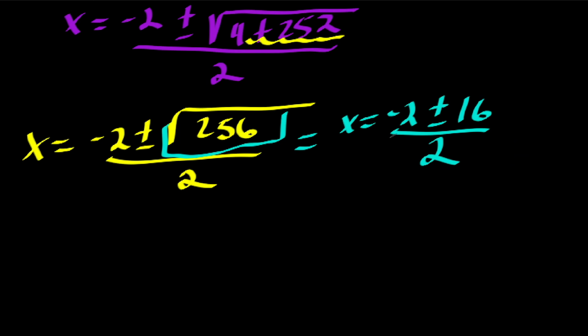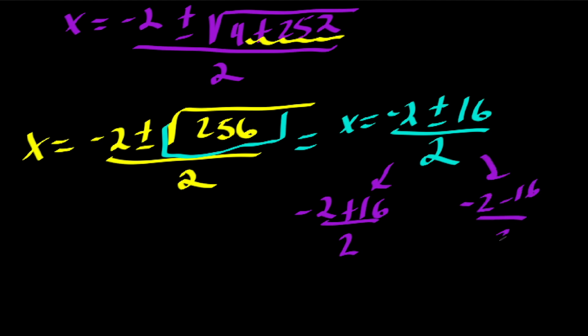However, we're not finished because negative 2 and 16 are like terms. I could add those two together and subtract those two. So this plus or minus actually breaks down into two cases. And here's what it gives me. It gives me negative 2 plus 16 over 2. That's one case. The second case is negative 2 minus 16 over 2.